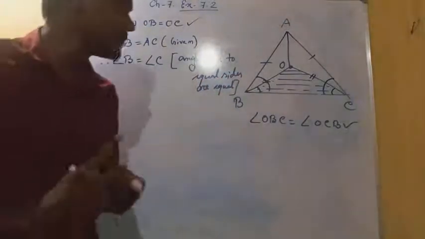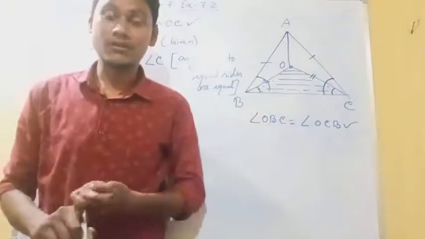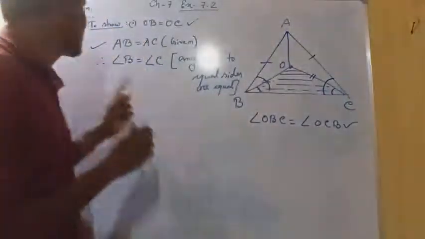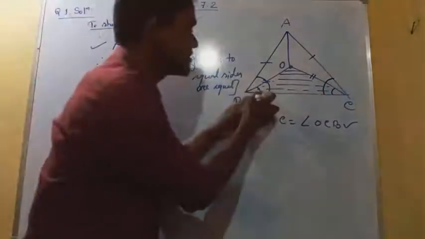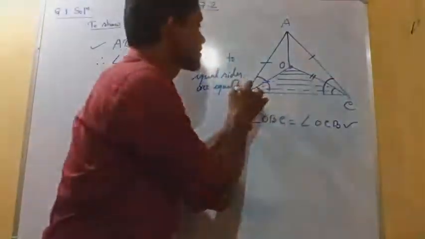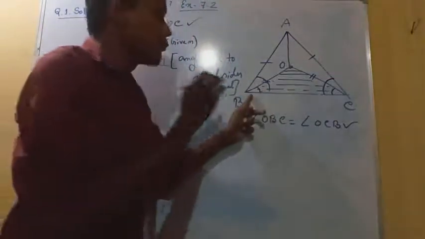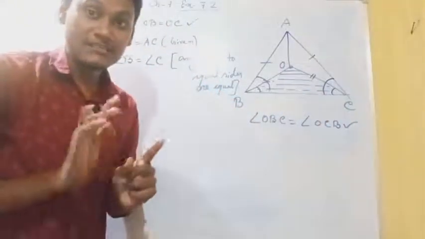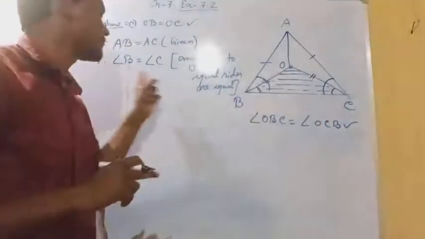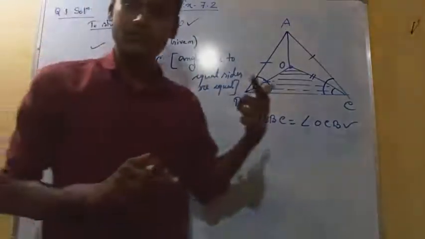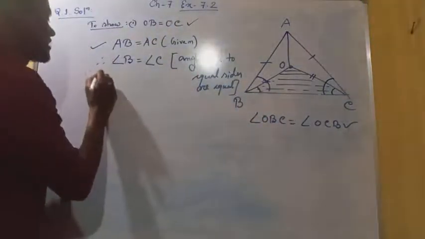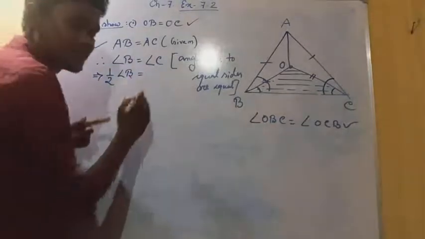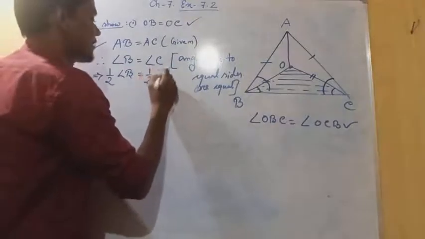Next, as I told you at the beginning, as soon as the word bisector comes, we can take half. Look at this B angle and this C angle. OB is the bisector of angle B and OC is the bisector of angle C. Since the word bisector is given, I can take half on both sides, as I told you in today's class. So I will multiply equals by half on both sides: half of angle B and half of angle C.